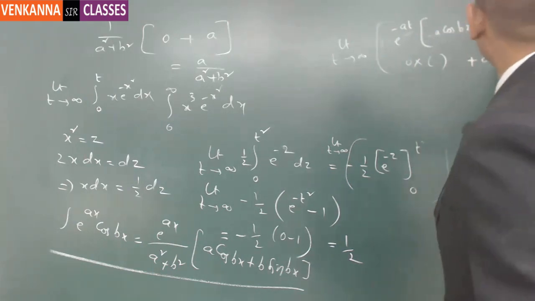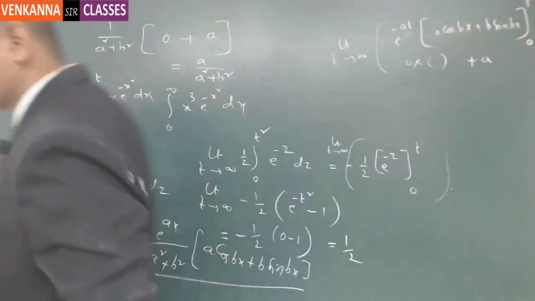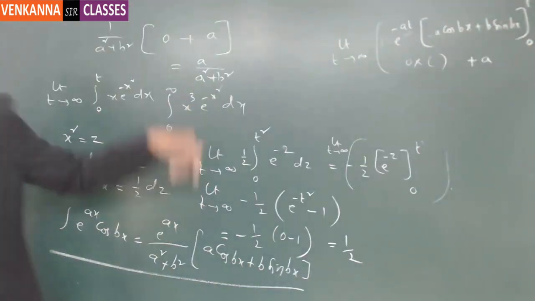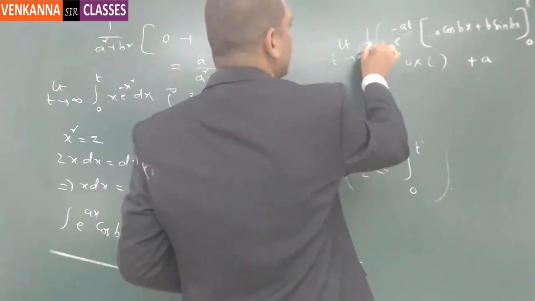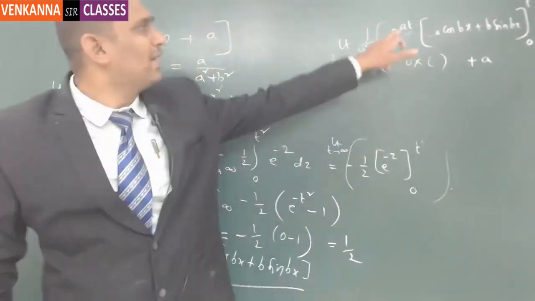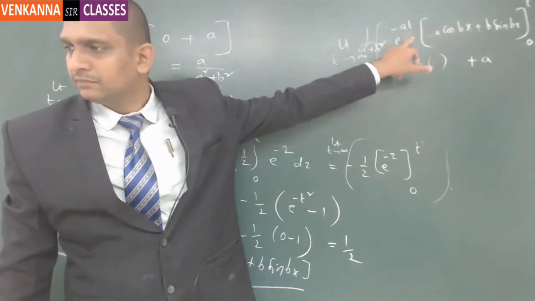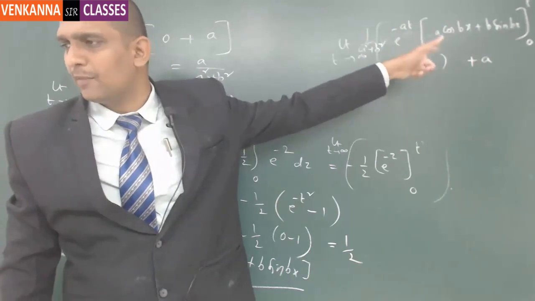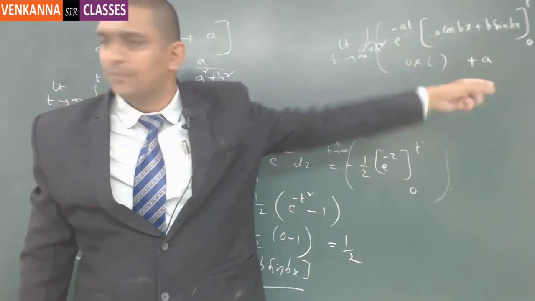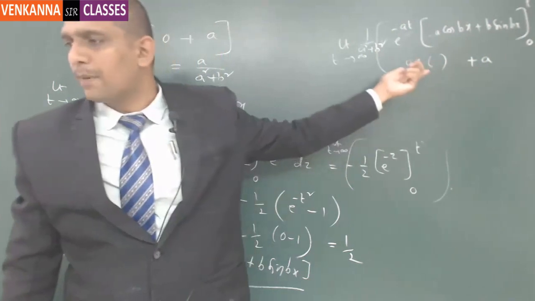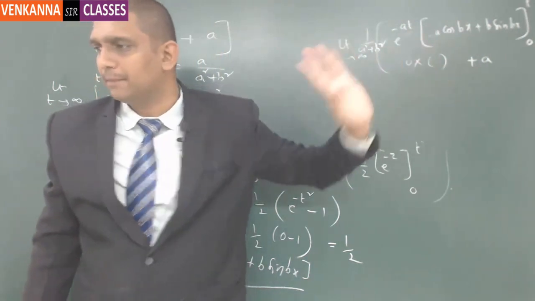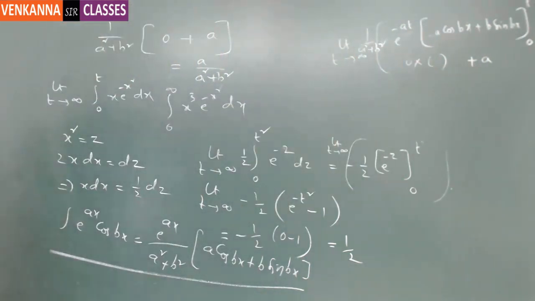Is it 0 or 1? Can you say? That's it. And 1 by a square plus b square will be there. It is a constant. E power minus at is there. So while applying the limits, this also will participate here. E power minus a infinity and e power minus a into that constant. So the last value will be a. The first part will be 0. So upper limit value will be 0. Lower limit value will be a. That's it. Okay. That's why a by a square plus b square you will get, which is a finite value. That is the solution of the given integral.